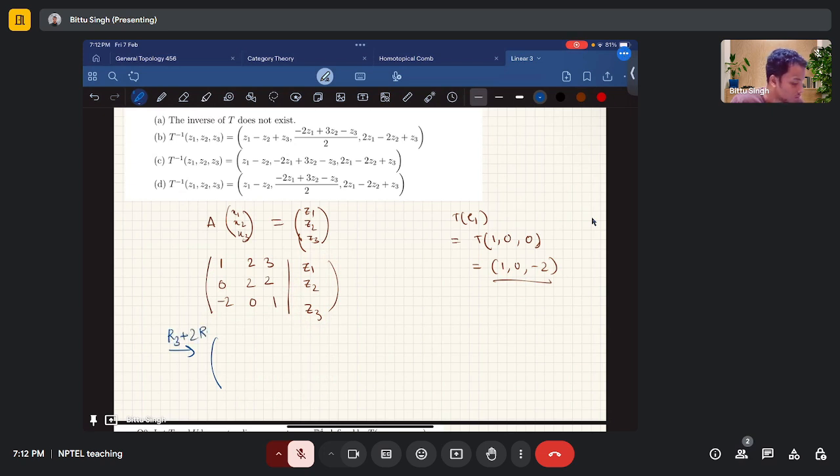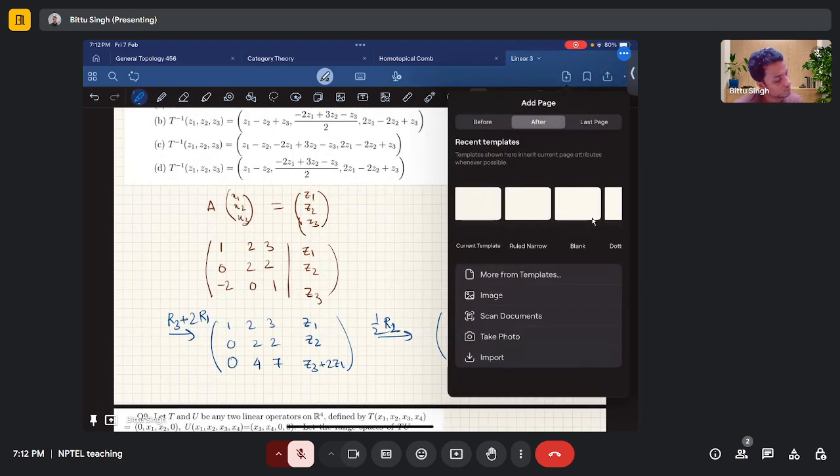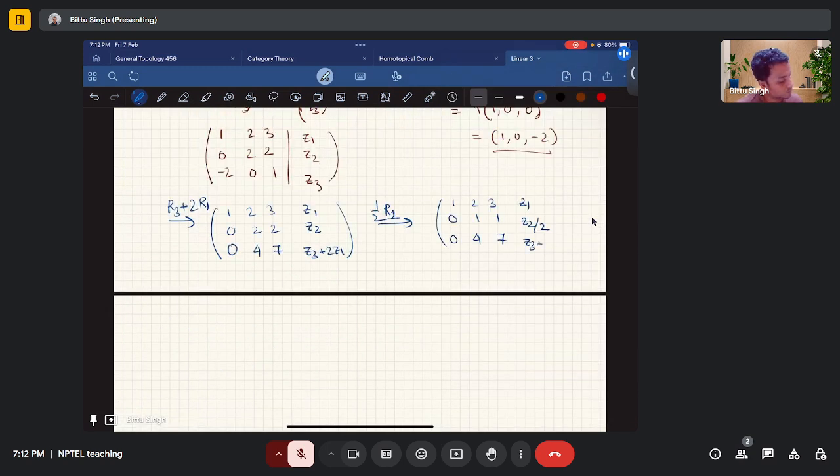R3 plus 2R1: 1, 2, 3, Z1; 0, 2, 2, Z2; and this is 0, 0 plus 4, which is 4, 1 plus 6, which is 7, and Z3 plus 2Z1. Now half of R2: 1, 2, 3, Z1; 0, 1, 1, Z2 by 2; 0, 4, 7, Z3 plus 2Z1.